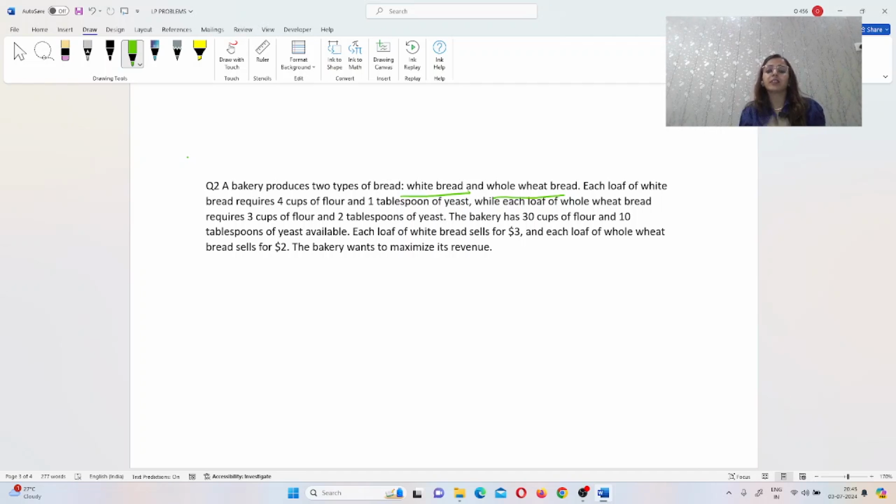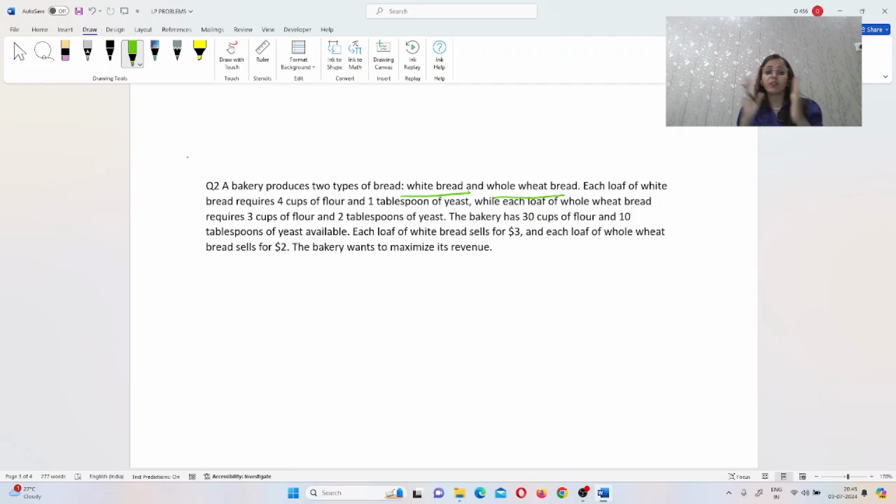Now, the bakery has some constraints: it has only 30 cups of flour available to us, and 10 tablespoons of yeast available to us. And each loaf of white bread sells at $3, and each loaf of whole white bread sells at $2. Now you, as a bakery shopkeeper, want to maximize revenue. So how will you solve this problem?